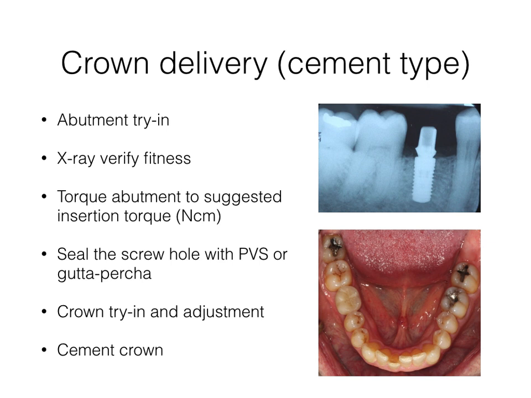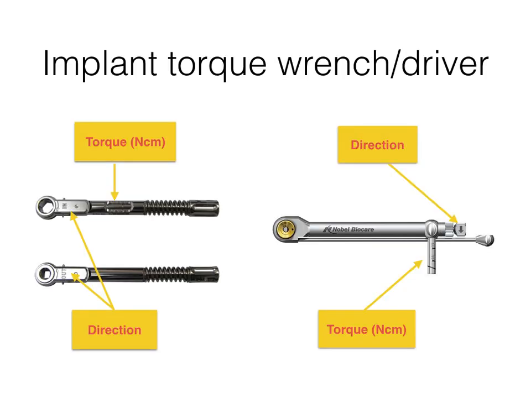When we talk about torquing the abutment to the suggested insertion torque, you have to use a specific tool called an implant torque wrench or implant torque driver. On the left-hand side is a Zimmer implant torque wrench. As you can see, there is an area that shows how the torque force will be applied. You can also adjust it according to the suggestion.